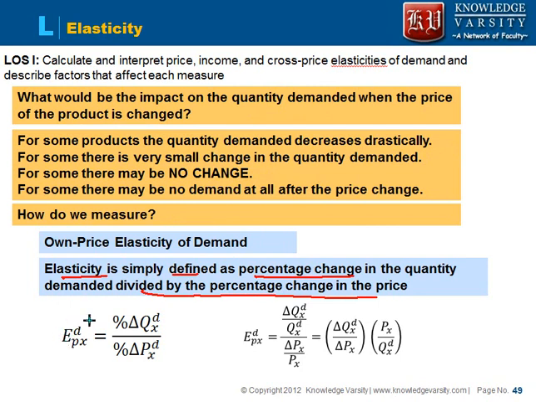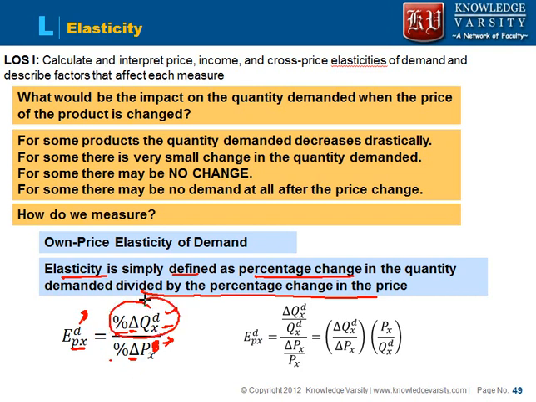If I want to express this as a formula, it will be E for elasticity of demand, and this is the price of the product X. So the elasticity of demand for the price of product X is given as the percentage change in the quantity demanded of product X divided by the percentage change in the price of X. So that is the elasticity of demand.